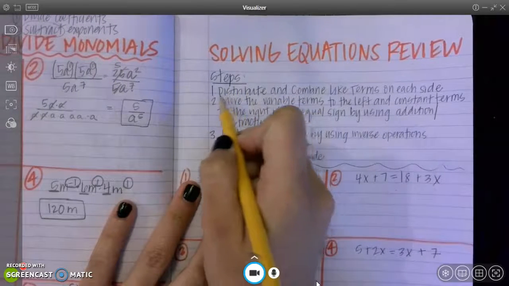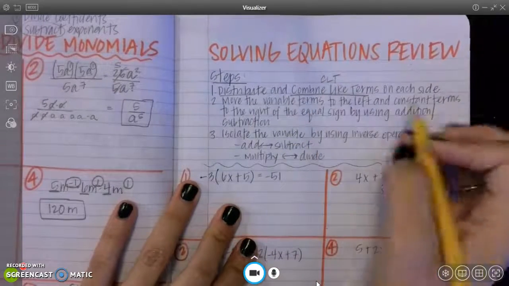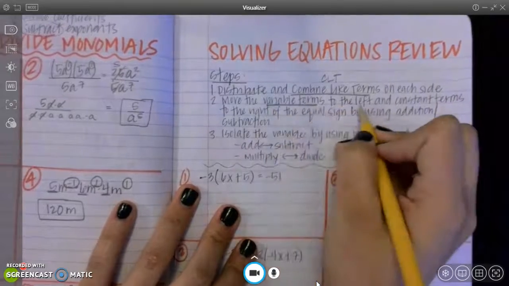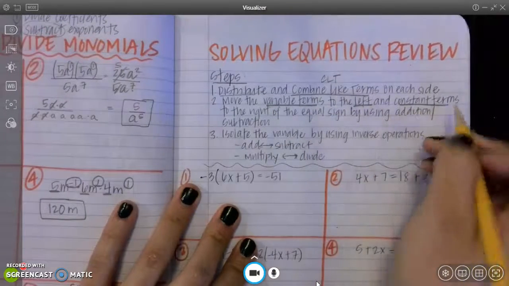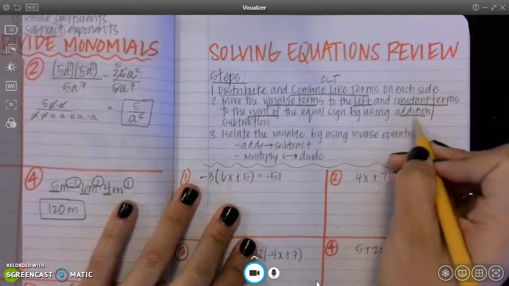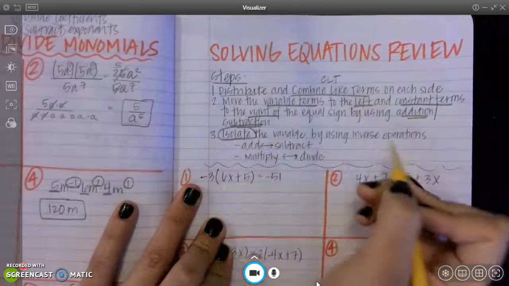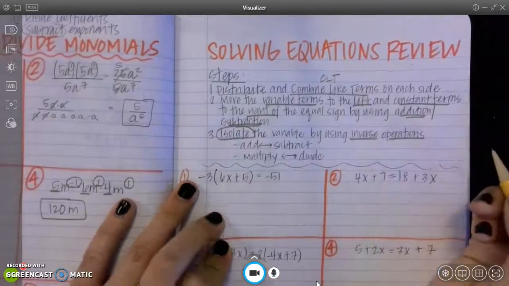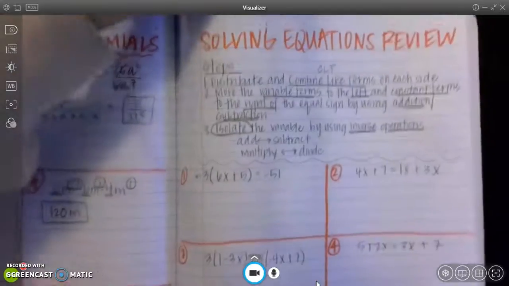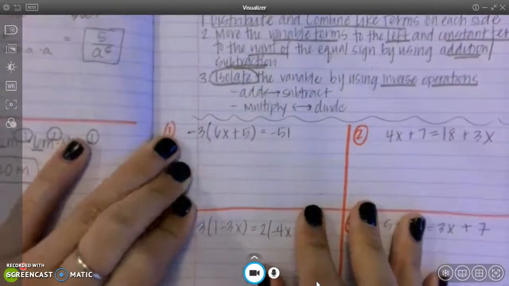The first step is to distribute and combine like terms, or CLT, on each side of the equal sign. You're going to move the variable terms to the left and the constant terms to the right. This should be a review by using addition and subtraction. And then our final step is to isolate the variable by using inverse operations, solving for x. Okay, so let's dive in. We're going to do 6 problems again. Pause my video if you need to write these down, guys.